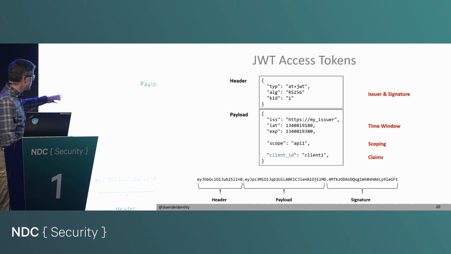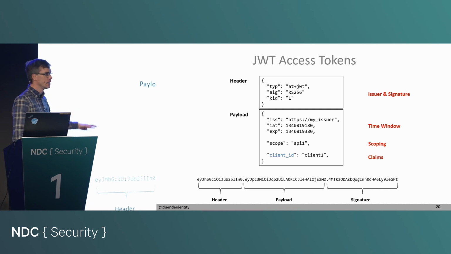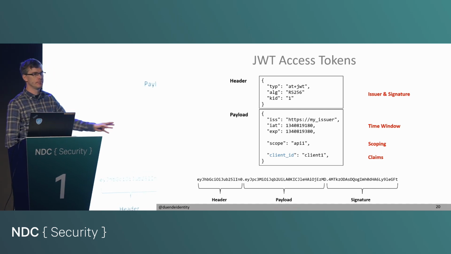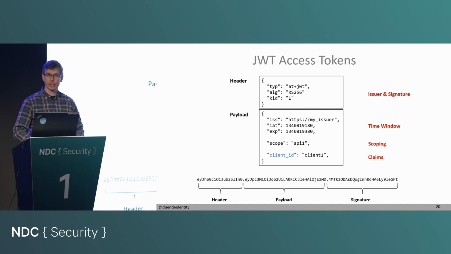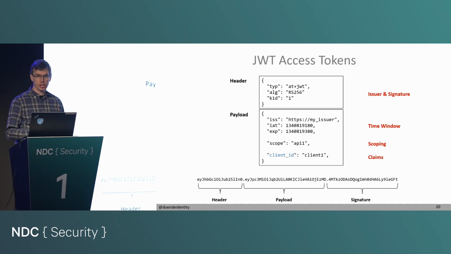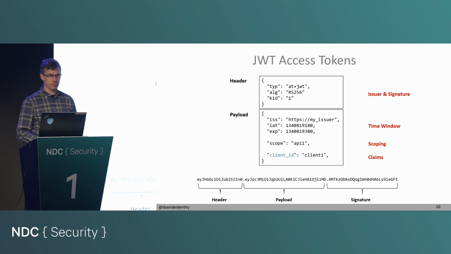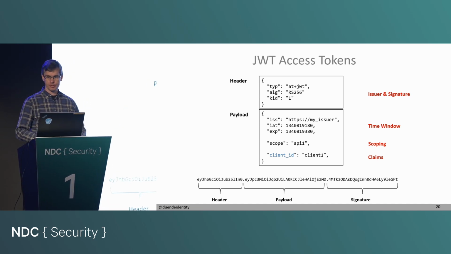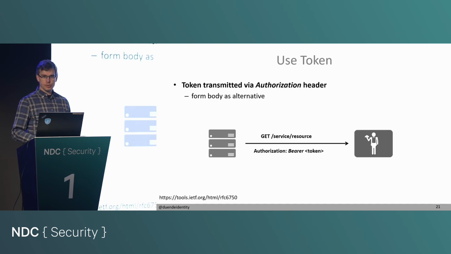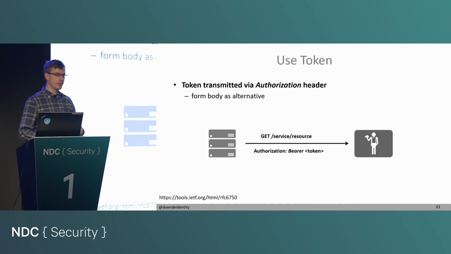We have the scope. This token is valid for API 1, and we know the client ID. That is really the only information we get about the caller for the client credential token, because we do not have any user present. We just know what client it is. When we want to use this token, we transmit it via the authorization header and call the API.